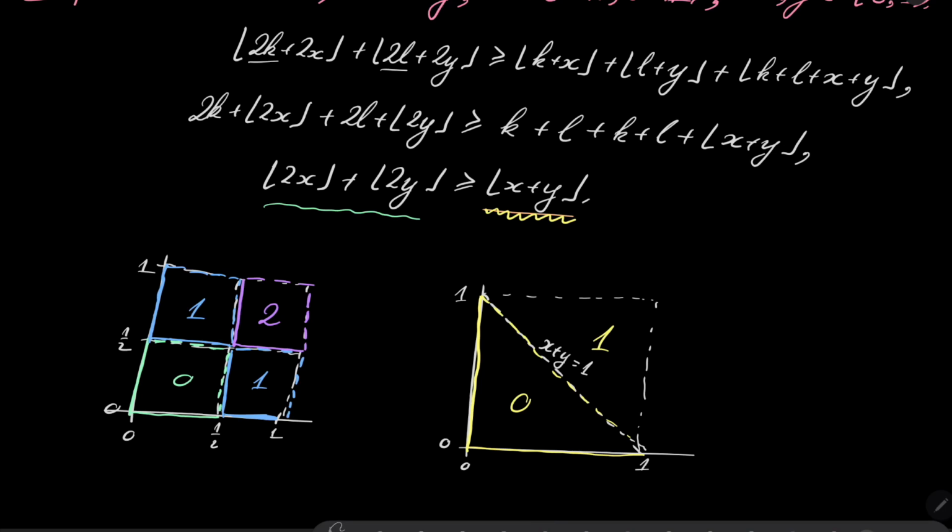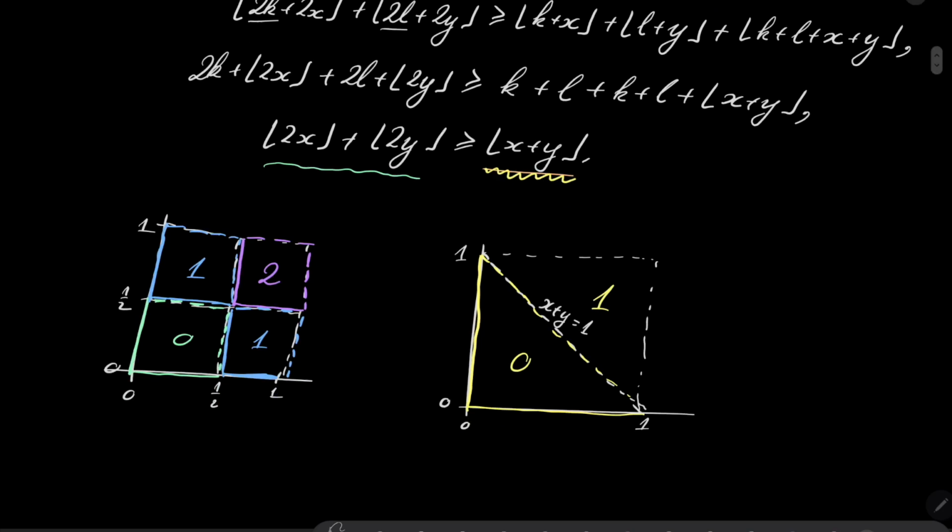And now clearly, on every part of our square, this inequality holds. On this lower triangle, on the right-hand side we have 0, and on the left-hand side we have either 0 or 1. And on this upper triangle, we have either 1 or 2 on the left-hand side, and just 1 on the right-hand side. So our lemma has been proved.